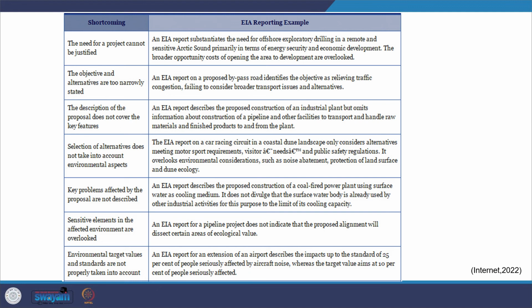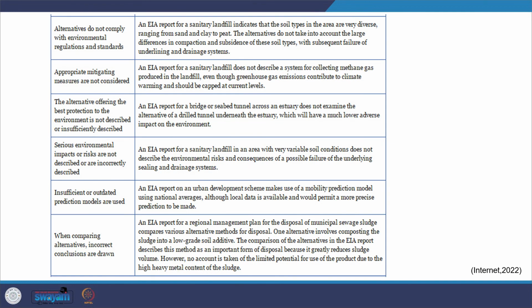The objective and alternatives are too narrowly stated, so you don't sufficiently describe them. The description of the proposal does not cover the key features, so most of the time these problems are there. Selection of alternatives does not take into account environmental aspects. Key problems affected by the proposals are not described. Sensitive elements in the affected environment are overlooked. Environmental targets, values, and standards are not properly taken into account. You also see that alternatives do not comply with environmental regulations and standards. Appropriate mitigation measures are not considered.